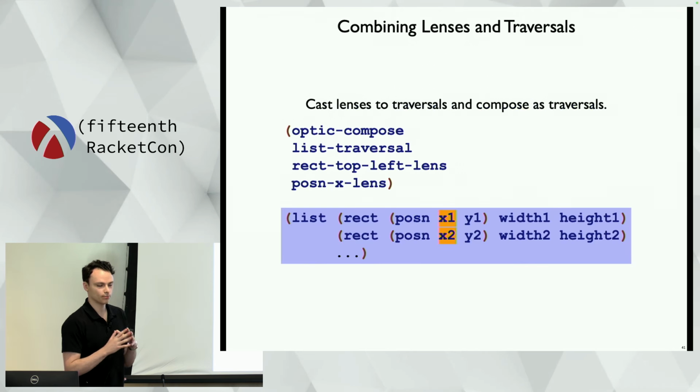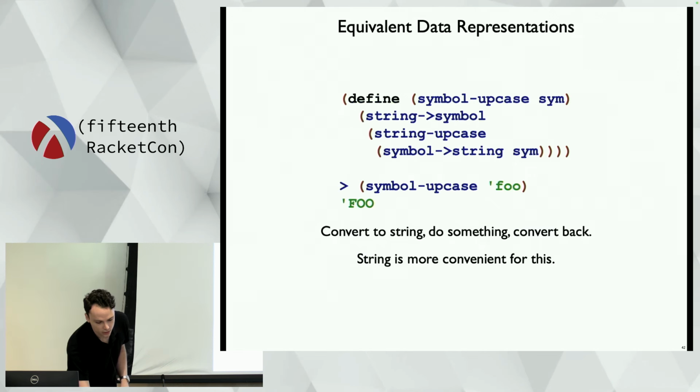Now, so far we've talked about lenses, which are good for struct fields, and traversals, which are good for collections. Let's look at another example. So let's say you want to do symbol upcase. Racket has string upcase, but the standard library does not have symbol upcase. So instead, we can convert the symbol to a string, do string upcase, and then convert it back. Because string is more convenient for this, so we have to do this back and forth conversion.